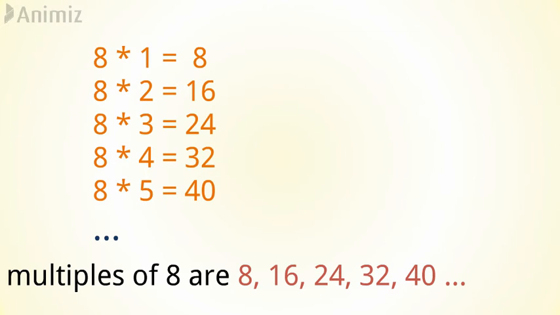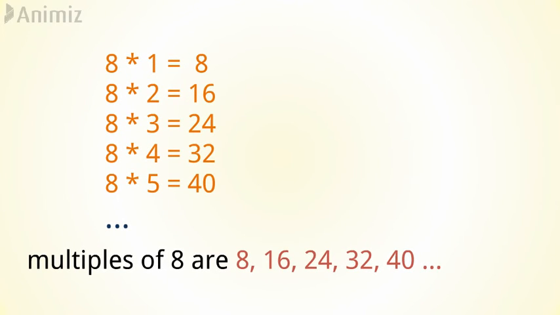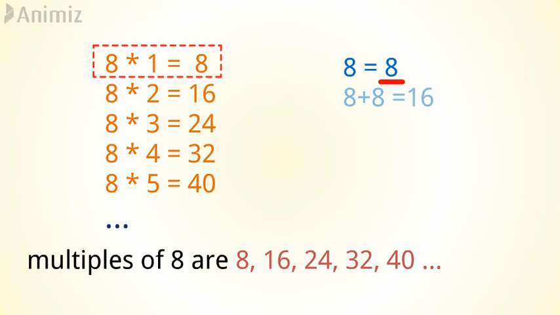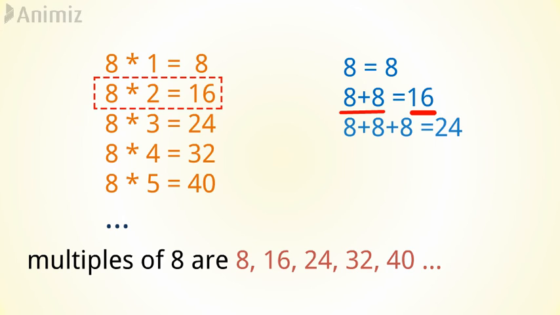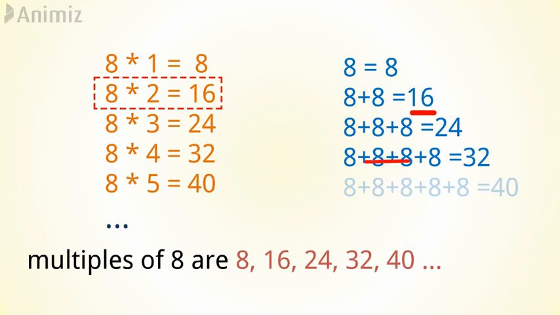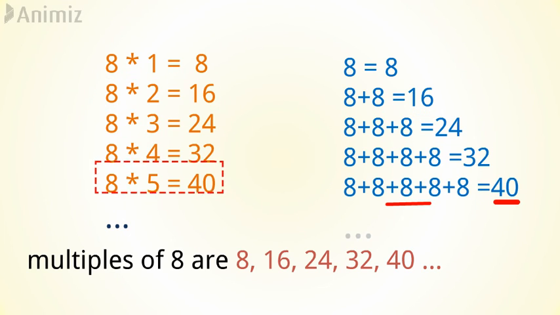Multiplication is nothing but continuous addition. That is, if we add 8 once, we get the result as 8, 8 into 1 is 8. Adding 8 twice gives 16, 8 into 2 is 16. In the same way, adding 8 five times gives 40, that can be written as 8 into 5 is 40.